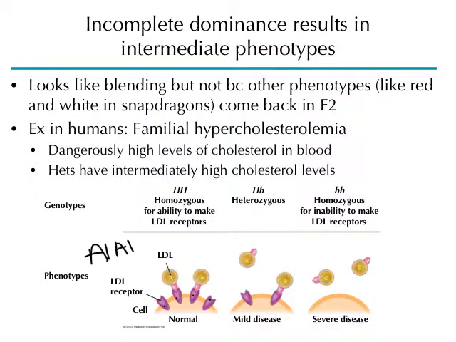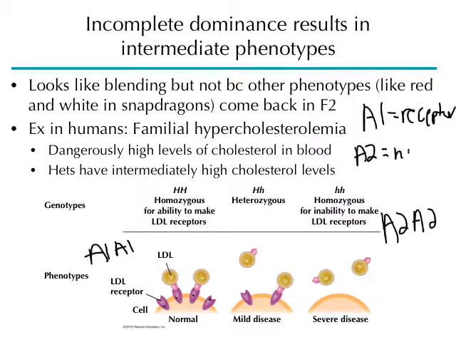Then there are some individuals who are A2. Now we'll say that A1 codes for the receptor. A2 is broken. It codes for no receptor, which means that their cells have no receptors on them, which means they can't remove the cholesterol, and they have very high cholesterol levels that are very dangerous.